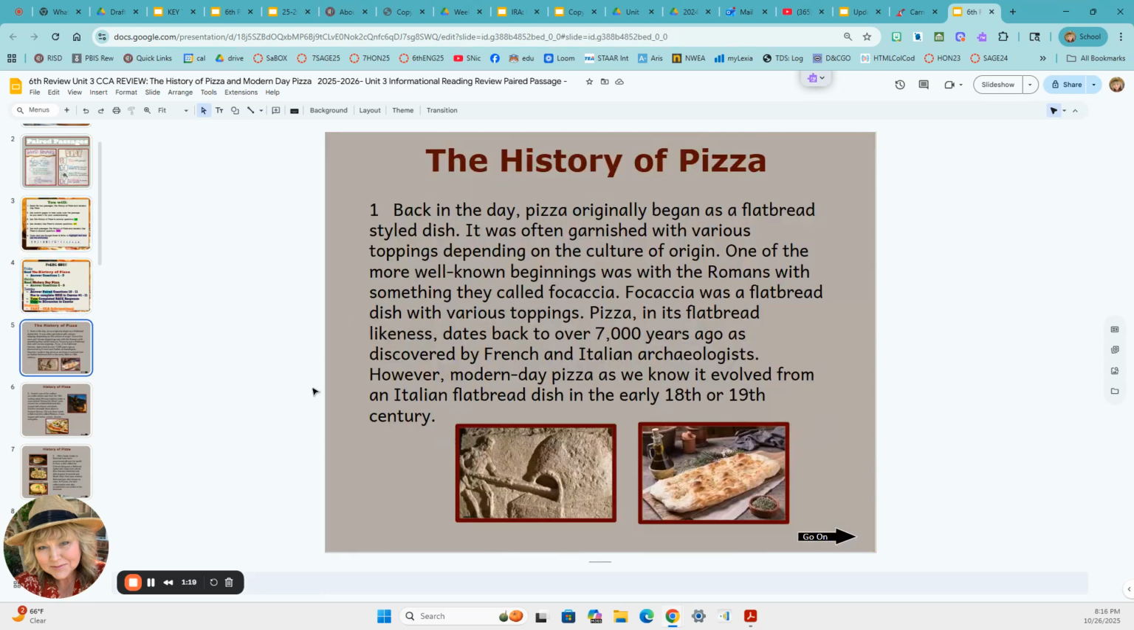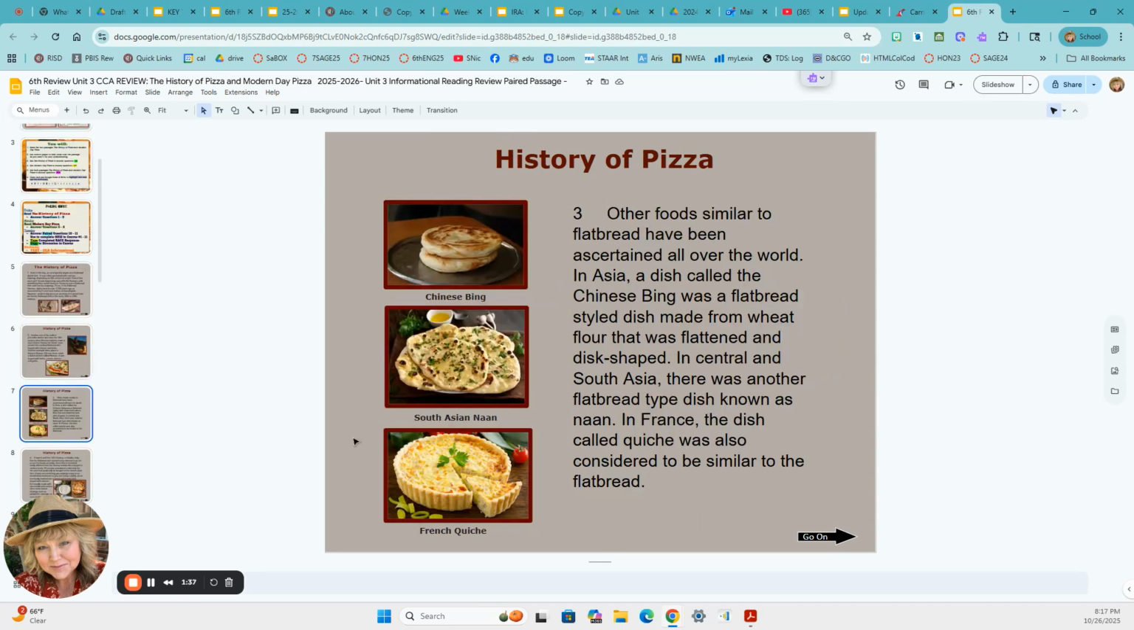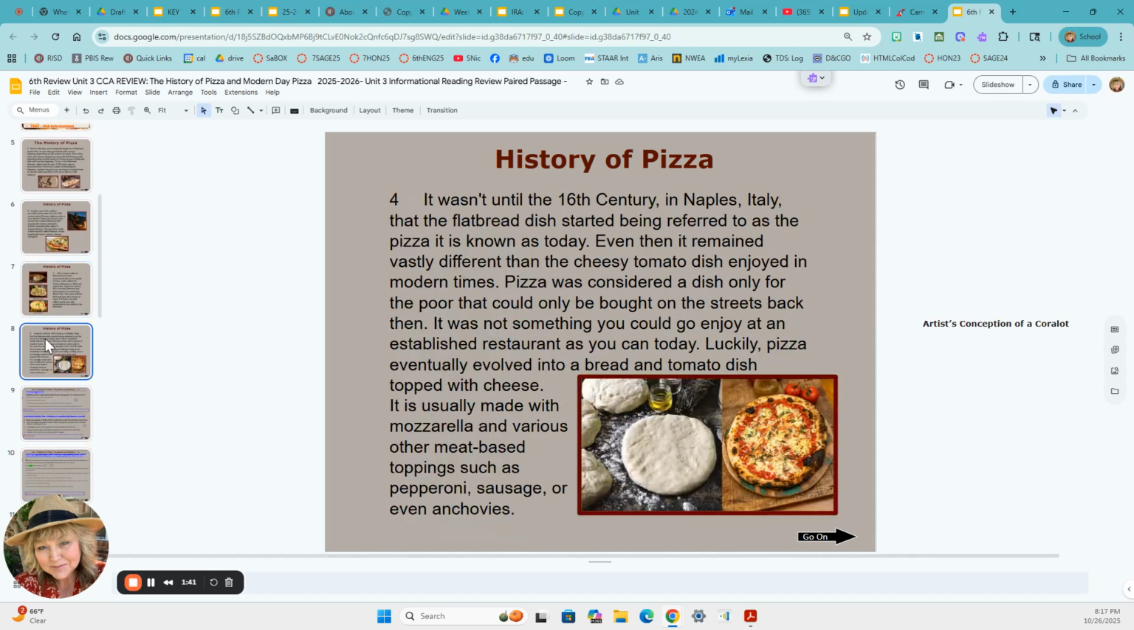The History of Pizza starts on this slide. You start reading through it. Back in the day, pizza originally began as flatbread. As you read through this, you will have a handout in class in order to take notes. You continue with more history of pizza, all the way till you get to the end of the story.